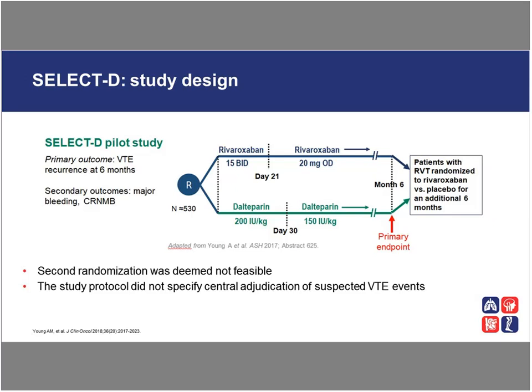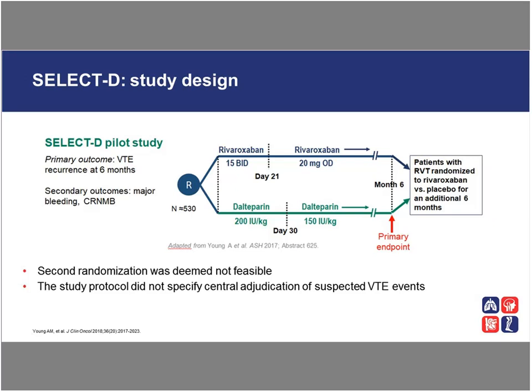So these were patients who had suffered a deep vein thrombosis and at the end of 6 months underwent a Doppler ultrasound. And if they had residual vein thrombosis, they were then randomized to rivaroxaban versus placebo for an additional 6 months. All patients with residual vein thrombosis were automatically randomized at 6 months into this second part of the study.